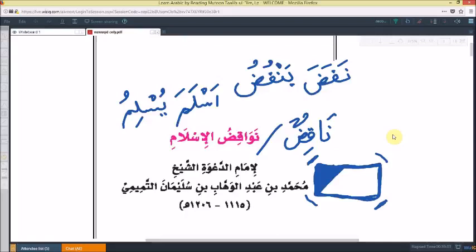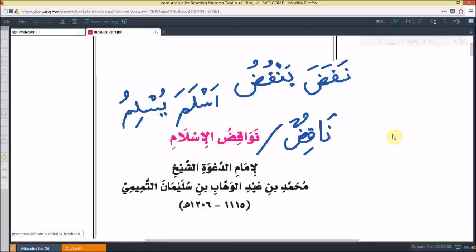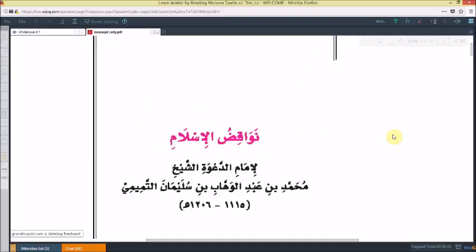So we have this concept here, Nawaqid-ul-Islam, the nullifiers of Islam. It's an idafa. Mudaf, mudaf ilay. That's why Islam is majroor. This book is li Imam al-Da'wa. Imam al-Da'wa. Imam, we all know this, right? Imam al-Da'wa. The Imam of the Da'wa.